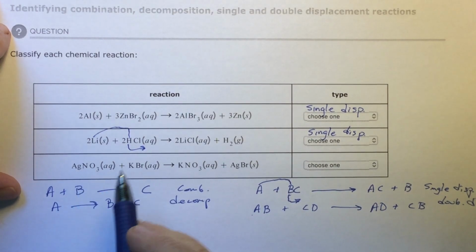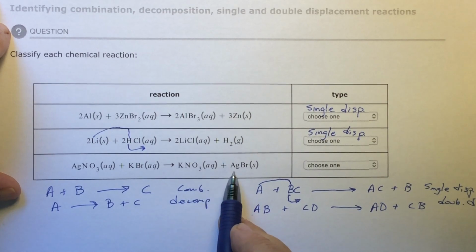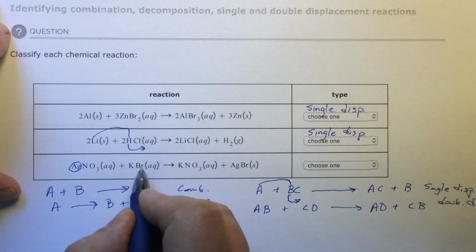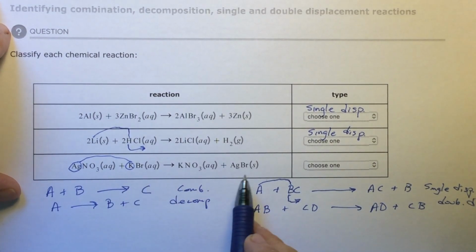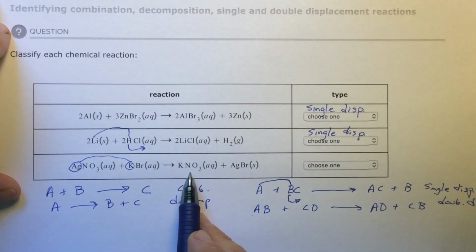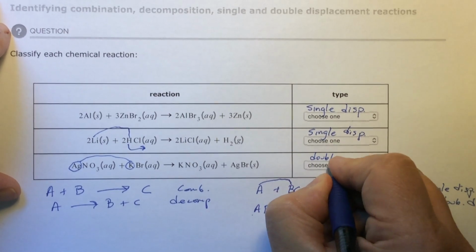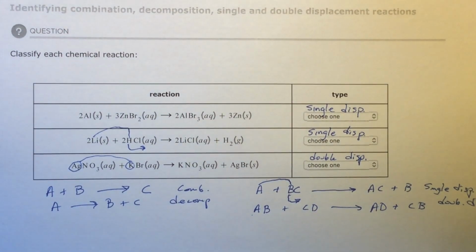That's easy. What about this one? I've got silver nitrate and potassium bromide, yielding potassium nitrate and silver bromide. So these two are switching places. The silver is combining with the bromine, and the potassium is combining with the nitrate. This is a double displacement. That was an easy video.